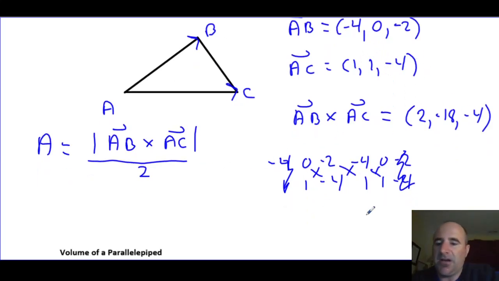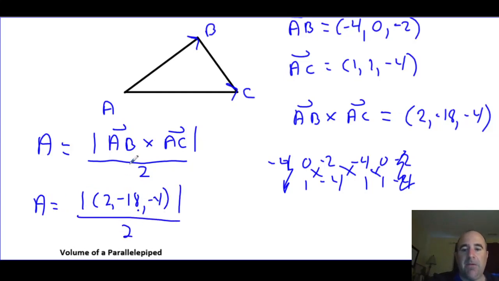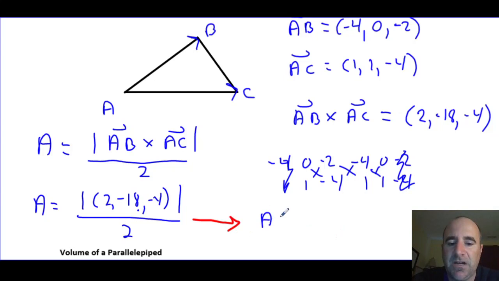So then my area, back down to here, is the magnitude of that vector, 2, -18, -4, divided by 2. Now, the magnitude of the cross product, I know you instantly think about AB times AC times the sine of the angle between them. That's great when you have the angle. When you don't have the angle, we're just looking for the magnitude of this vector. So this is not a problem. We can just use the formula for calculating the magnitude of a vector.